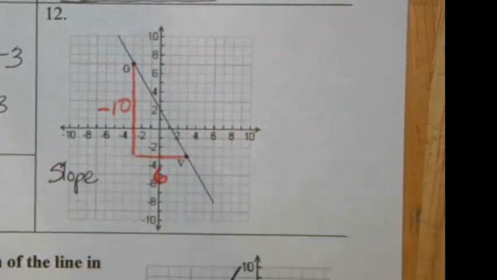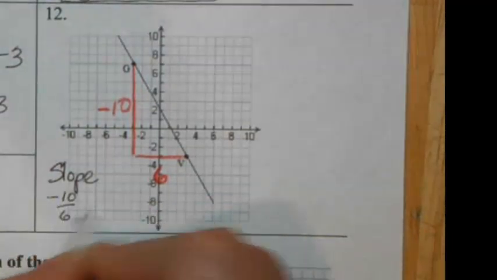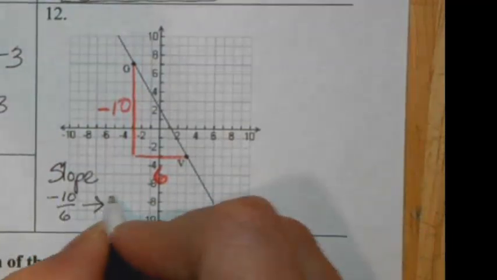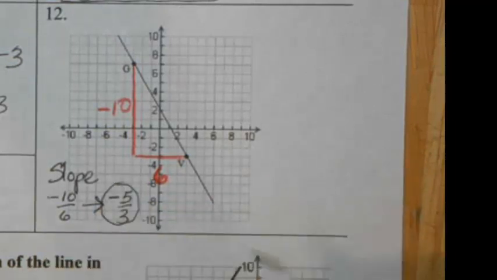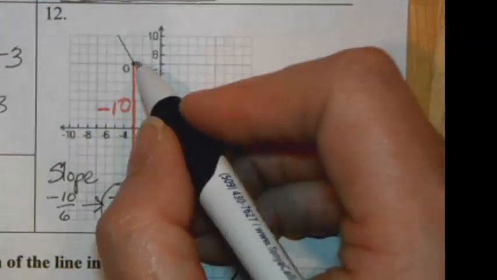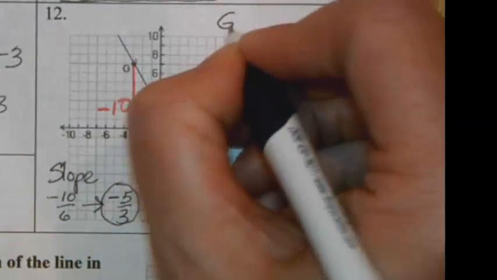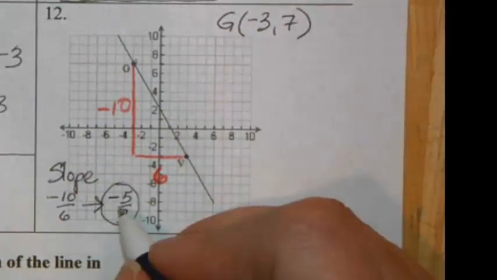Do you? Okay, so let's build a slope equation putting that -10 over the 6, and then let's simplify that to -5/3. So the slope's -5/3 that we'll use. Okay, pick any point you want. How about G? Let's just use this one. So G has coordinates of -3, 7.